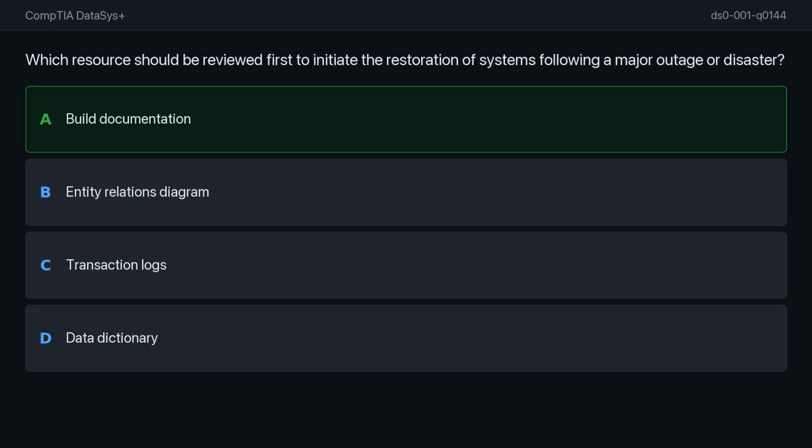Exam tip: always prioritize documents that contain high-level operational procedures and configuration baselines during recovery scenarios.